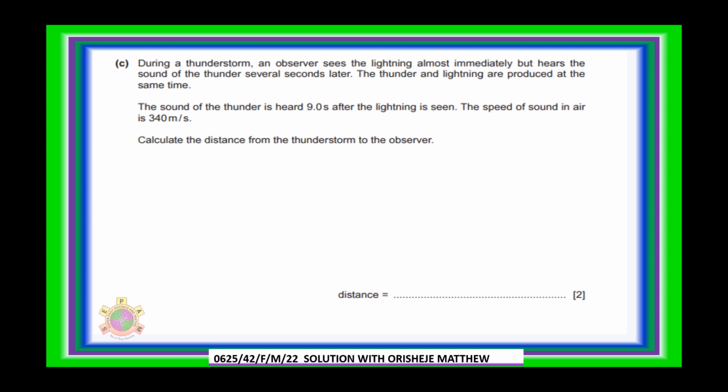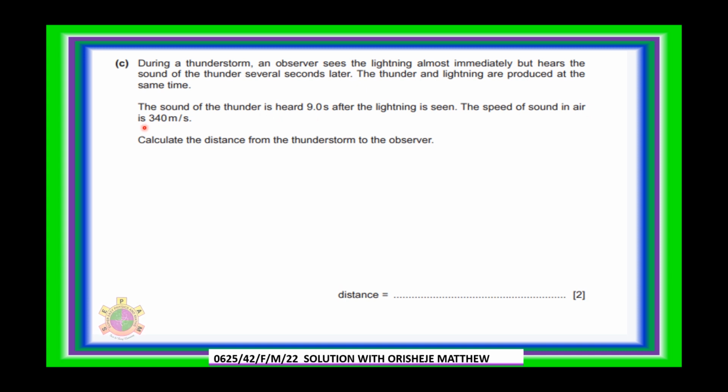During a thunderstorm, an observer sees the lightning almost immediately, but hears the sound of the thunder several seconds later. One reason for this is that light travels faster than sound. Light travels with a speed of 300 million meters per second. That is the speed of light, while the speed of sound is just 340 meters per second. The sound of the thunder is heard 9 seconds after the lightning is seen.